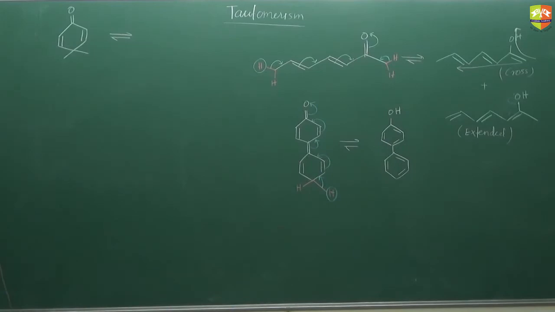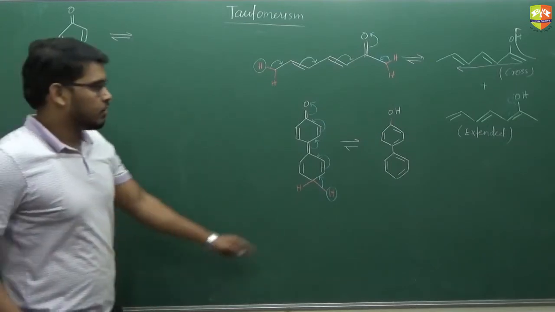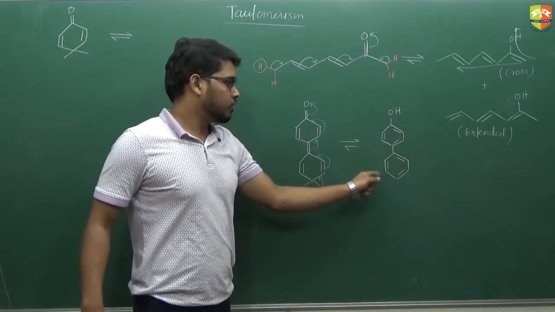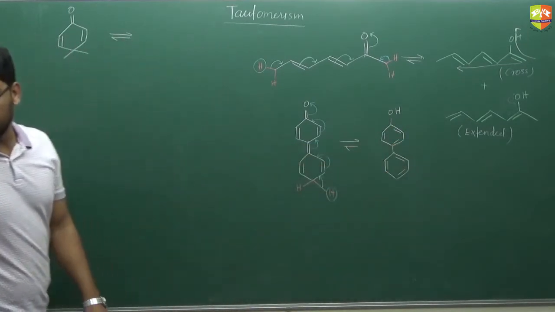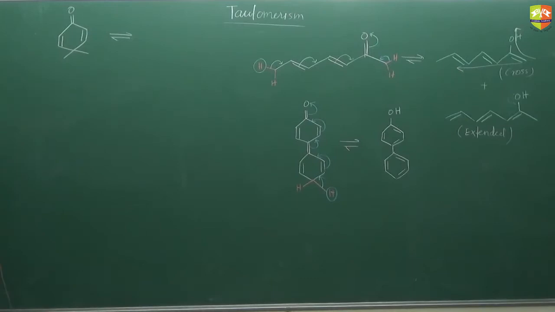4-phenylphenol. Why 4? Because 1, 2, 3, 4. In naming the phenol, you have to start numbering from the carbon attached to OH. So it should be 5 bonds? Yes.